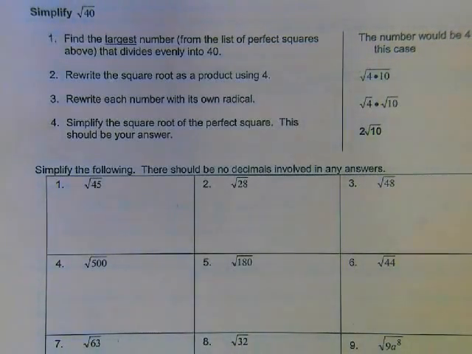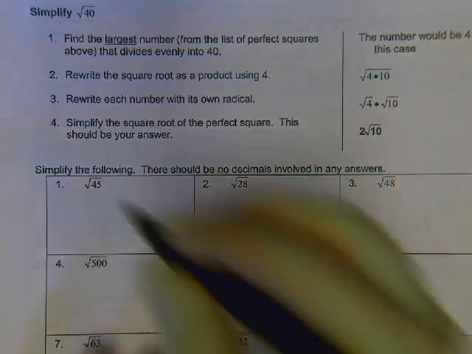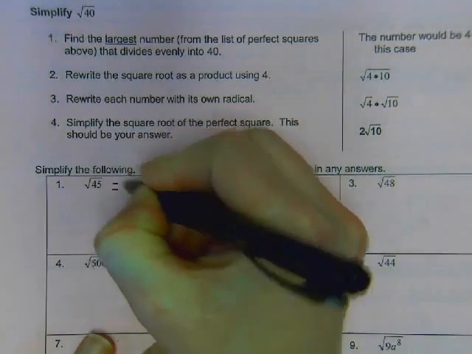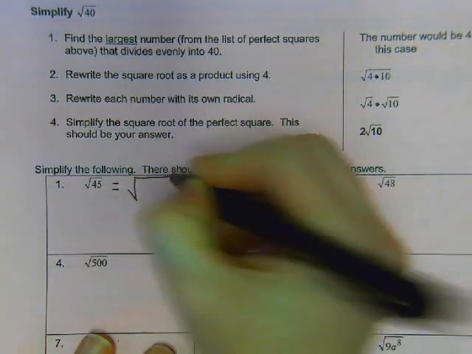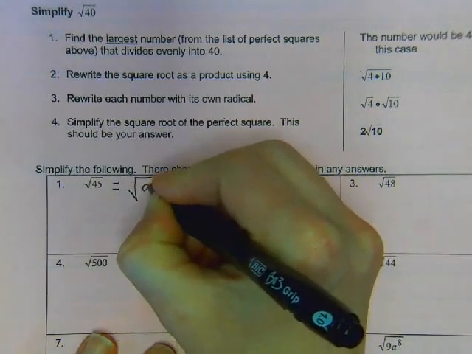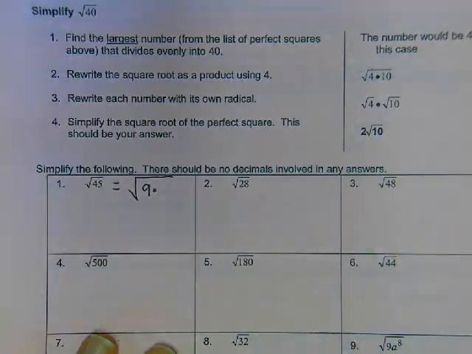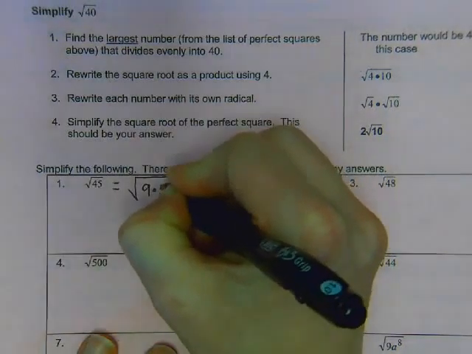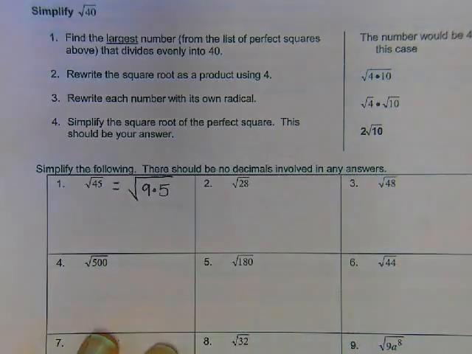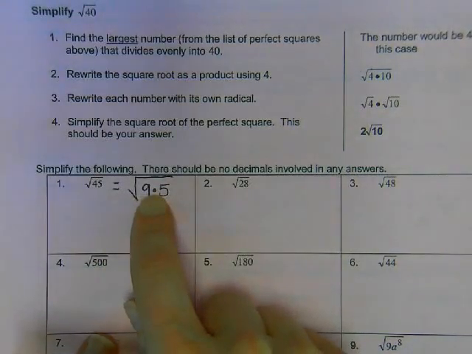What is the highest thing on the list that divides into 45? 9. So what I'm going to do is rewrite this as 9 times what gives me 45? 9 times what? 5. Okay. I have not changed this at all because underneath my square root I have 9 times 5. 9 times 5 is 45.